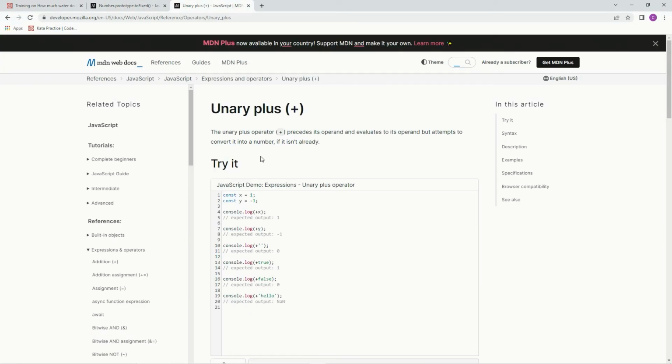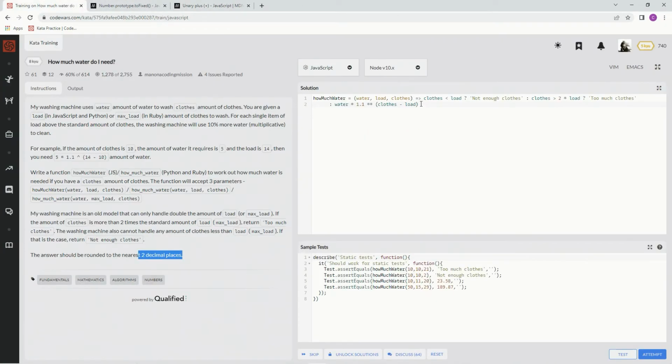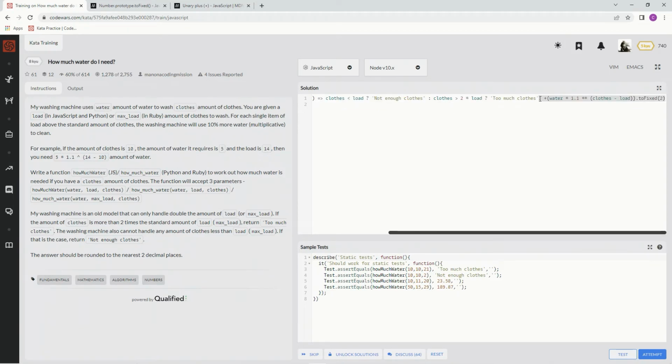So that's why we're going to have to use the unary plus also, which precedes its operand and evaluates to its operand, but attempts to convert it to a number if it isn't already. All right, so that's what we're going to do here. Let's just wrap it up in some parentheses. Let's put the unary plus at the front, and at the back, let's put .toFixed and 2 right there. I'm going to drag this back up because I've got some sort of obsession with wanting it to be one line.